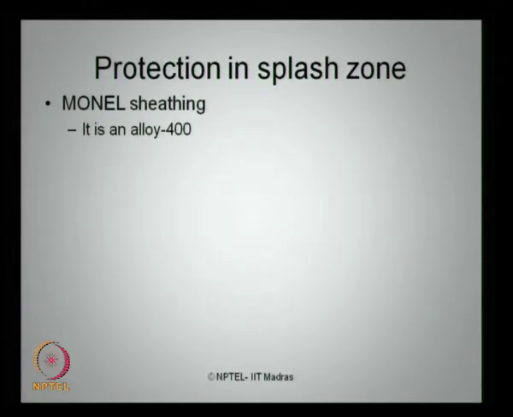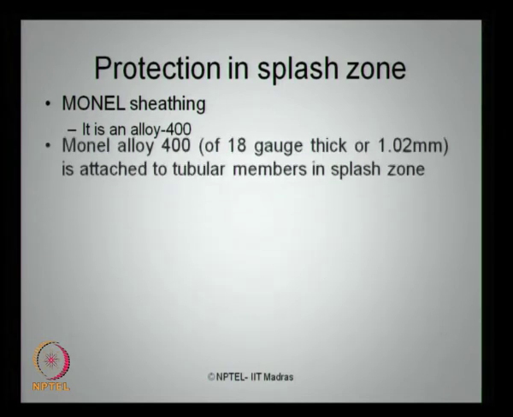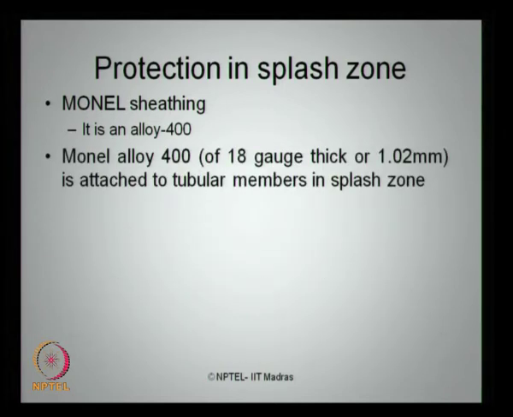The foremost option people generally use in protecting a member in this splash zone is Monel sheathing. Monel is an alloy, Monel 400. Monel alloy 400 usually is available in 18 gauge thickness. 18 gauge is approximately equal to 1.02 millimeter in metric units. It is attached to the tubular member in the splash zone.